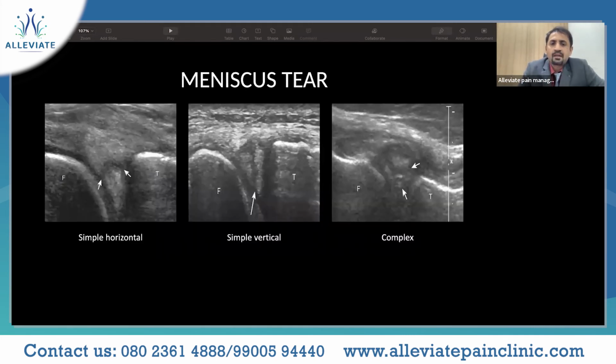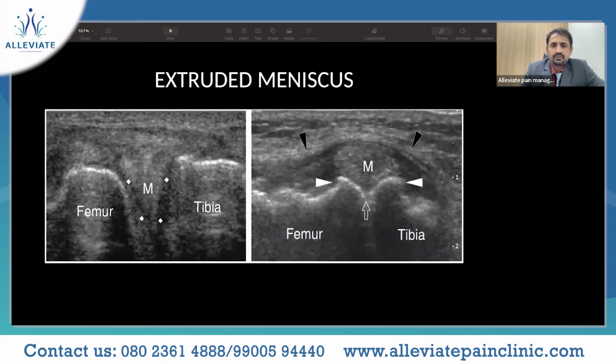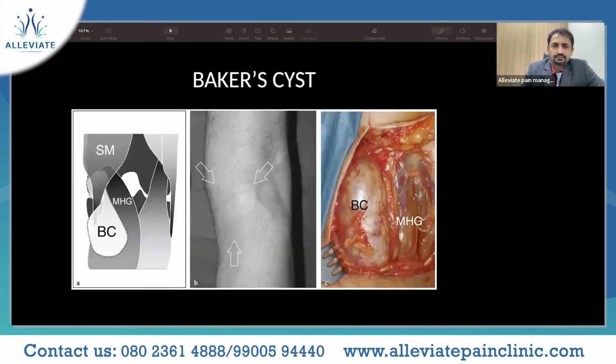Meniscus tear can also be appreciated in ultrasound. In this case, you are seeing a simple horizontal tear, a simple vertical tear, and a complex tear. Complex tear also going down to your articular surfaces. In this case, you are seeing an extruded meniscus in a case of progressed arthritis also.